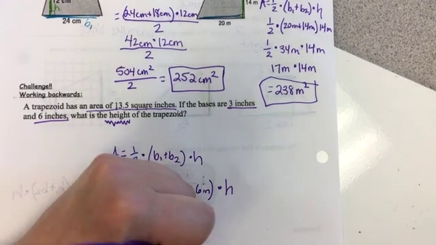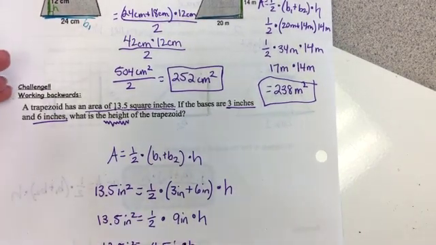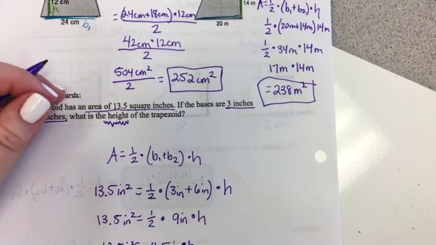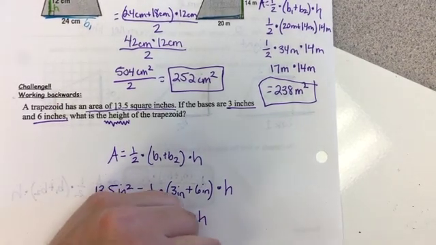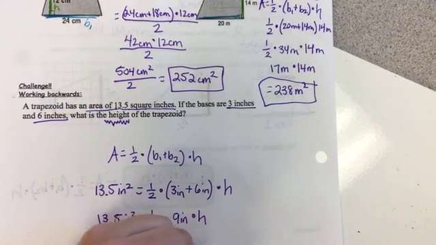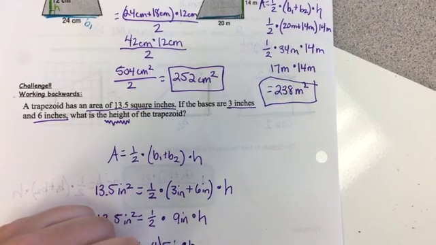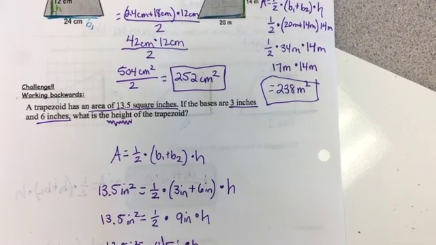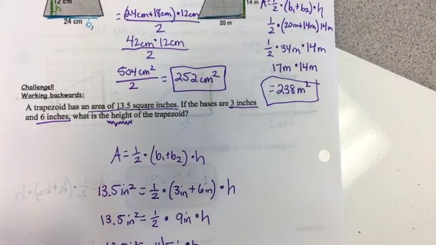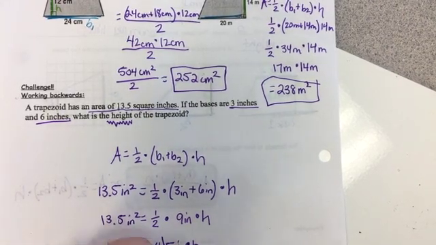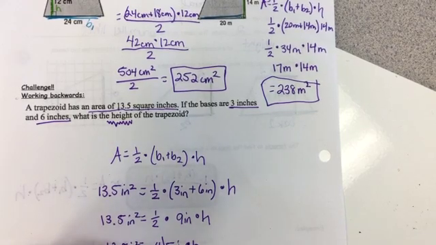And now all we're doing is solving an equation, because we've got 4.5 inches times the height is going to equal 13.5 inches. So we're going to divide by 4.5 inches on both sides, and you should end up with a height of 3 inches.